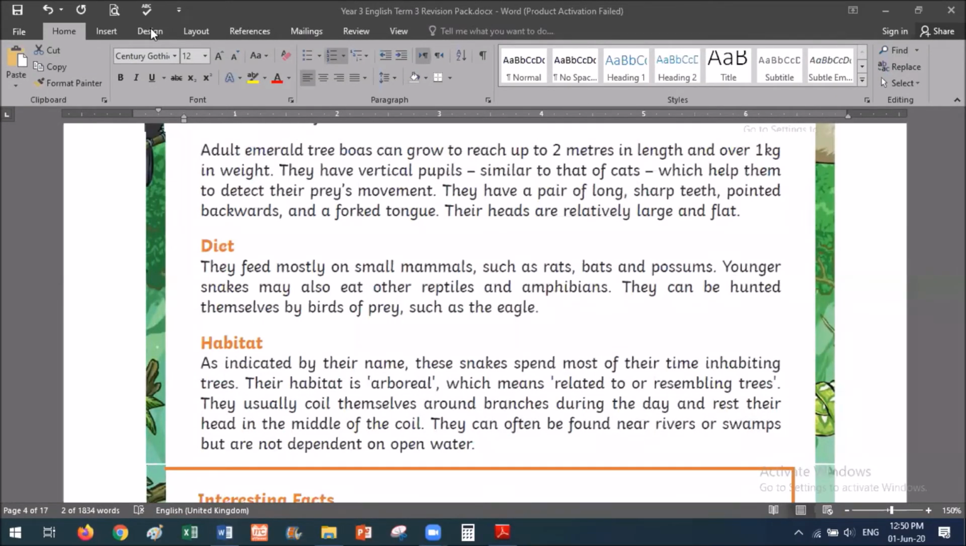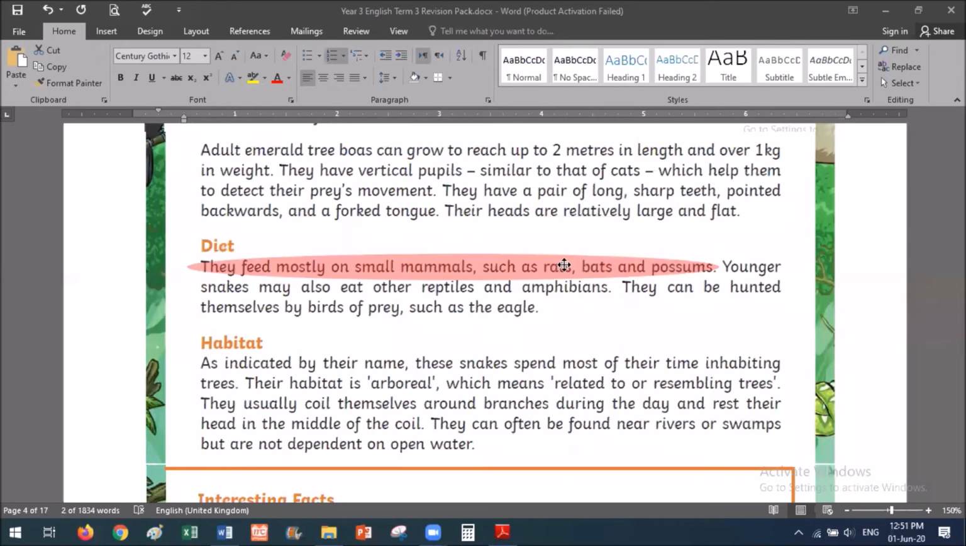They feed mostly small mammals such as rats, bats, and possums. Possums. Yes, possums. So the topic sentence is the first sentence.